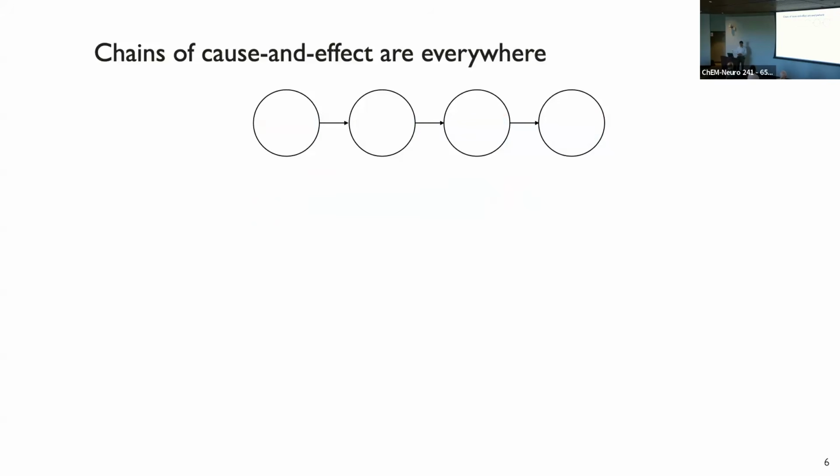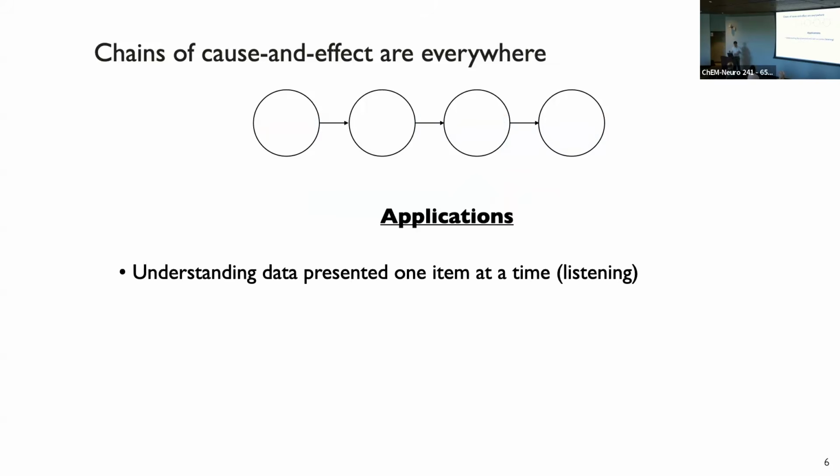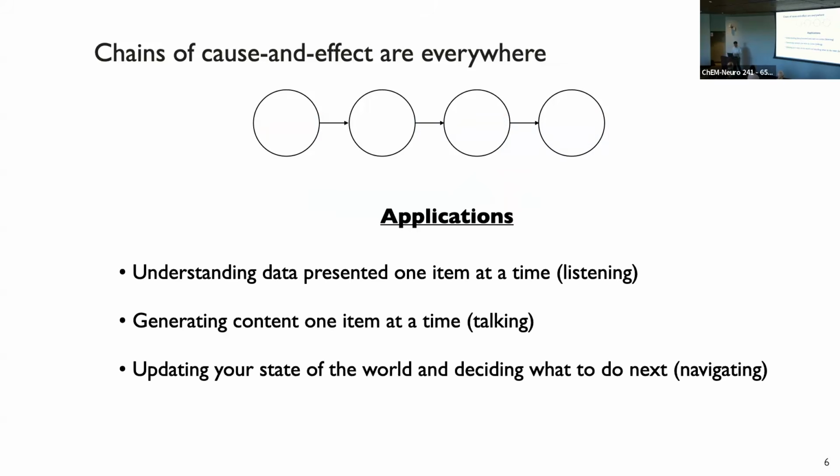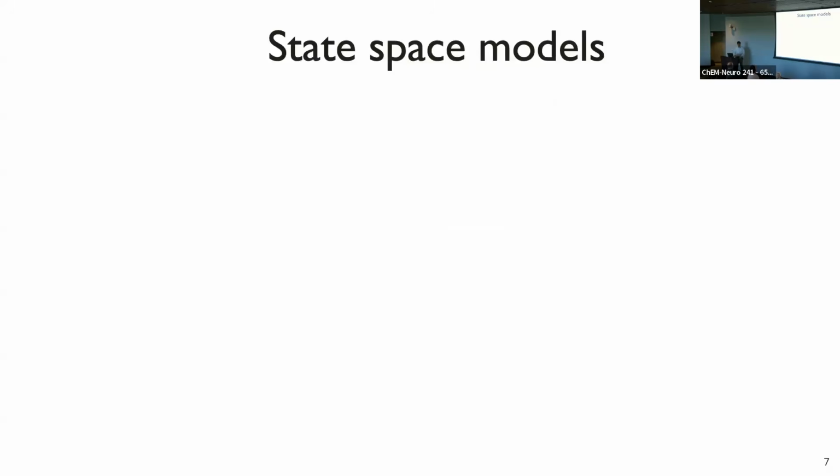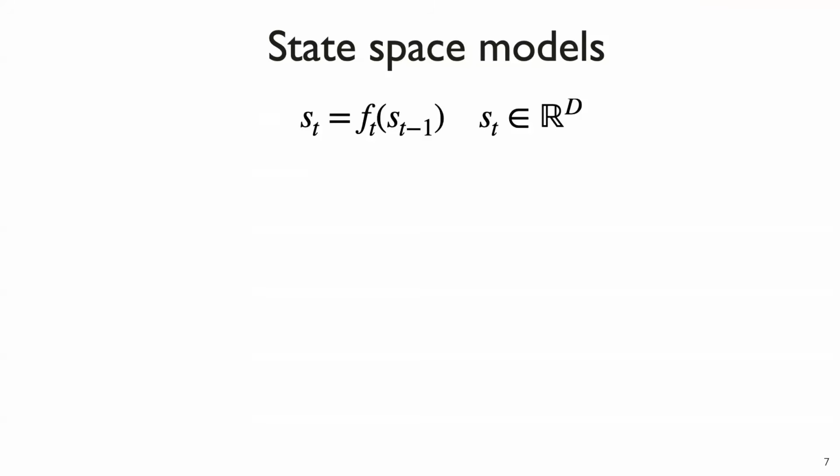And in fact, these chains of cause and effect are everywhere in our daily lives. Some applications would include understanding the talk. You hear the words and you're trying to process and synthesize them. Generating content one at a time. Talking, that would seem to be a chain of cause and effect. Updating your state of the world and deciding what to do next. And this fact that these chains of cause and effect are based on a state of the world that then updates gives the name to the statistical models that are used for these types of computations. They're called state space models. So the basic mathematical formalism.